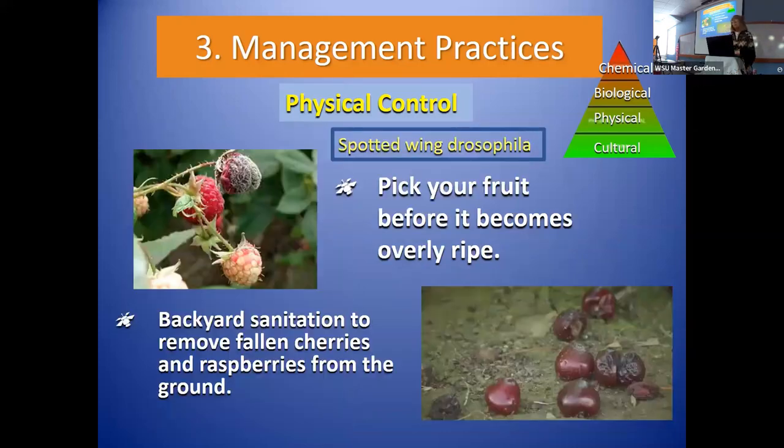So for spotted wing Drosophila, in terms of physical controls, be sure to pick your fruit before it gets overly ripe. As it gets overly ripe, it develops more sugars, and that's an attractant to the spotted wing Drosophila. Also remember that they pupate in the fruit. So if you have fruit fall to the ground, they're going to pupate in that fruit, and it's ideal, once again, to do really good sanitation: pick up that fruit on the ground, and dispose of it.